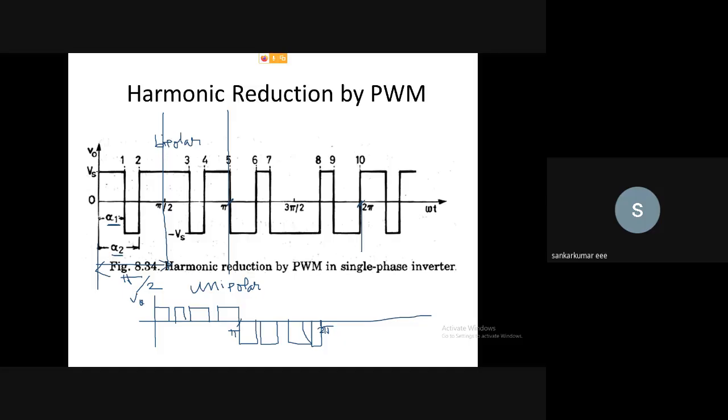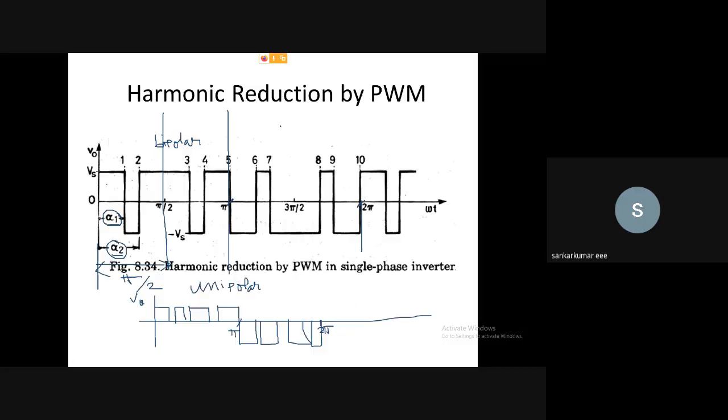By varying this firing angle alpha 1 and alpha 2, for a prescribed or optimized value of alpha 1 and alpha 2, the harmonics will be reduced. So we cannot choose alpha 1 and alpha 2 randomly. We can choose them by some mathematical methods for suppressing the harmonics.